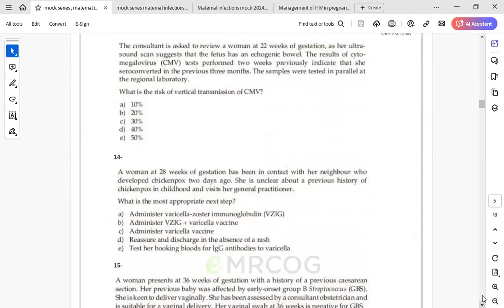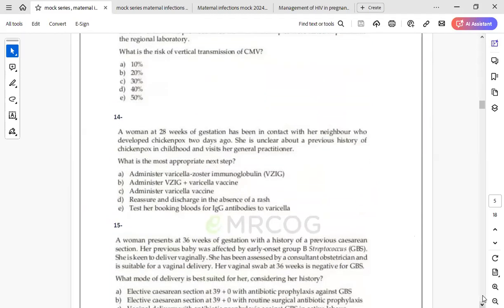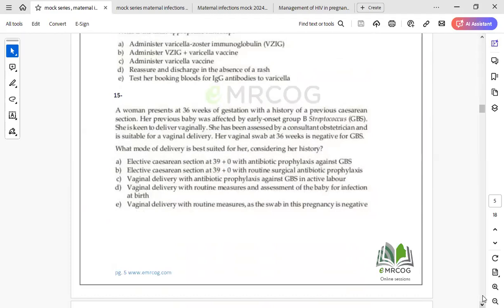Let's see another one. Okay, here we are. This woman is at 36 weeks of gestation with a history of a previous cesarean section. He is telling us that you can go for another CS. Her previous baby was affected by GBS. She is keen to deliver vaginally. Okay, why not? She has been assessed by a consultant and she is suitable for a vaginal delivery.